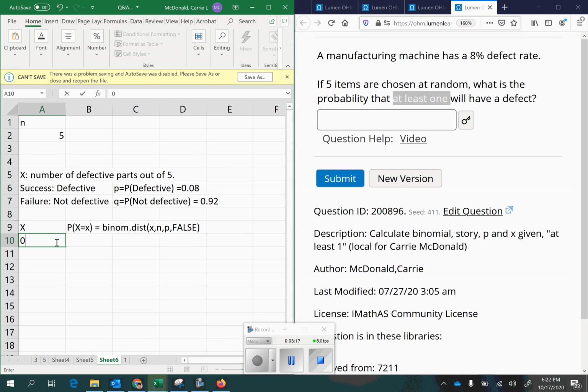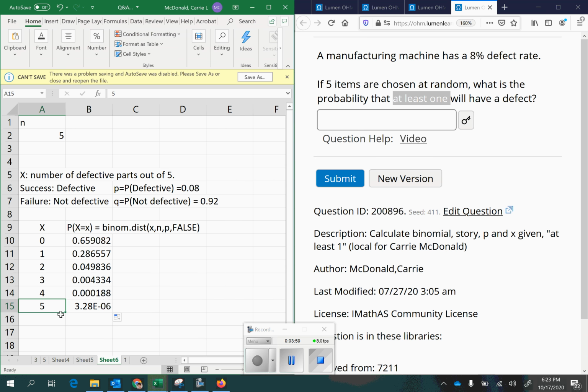Now with 5 trials, you could have 0 successes. In other words, 0 of the 5 end up being defective, or 1 or 2 or 3 or 4 or 5, right? So we can understand the problem if we look at what it would be like to imagine what could happen and do the probability distribution. So if there were 0 successes, then I would do binom.dist with 0 successes, 5 trials, a probability of success of 0.08, and false for cumulative. Now I can do that by copying this formula down so that I did it for 0 successes, 1 success, 2 successes, 3 successes, 4 successes, 5 successes.